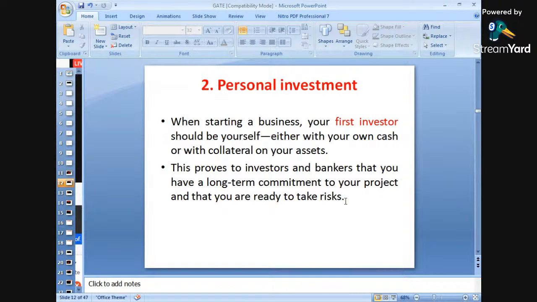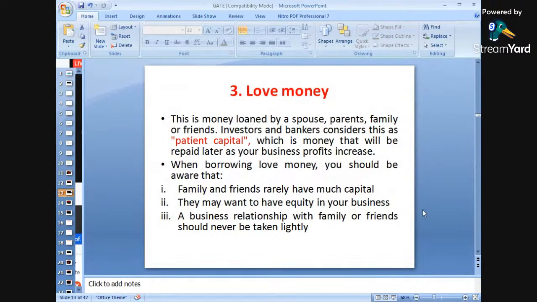If there is profit, the profit will be shared, and if there is a loss in a particular type of project, that will also be borne by the investor. That is the person who invests the amount. Love money is nothing but money loaned by our parents or family.